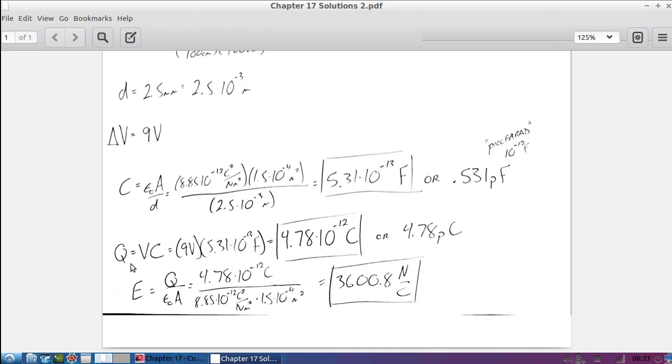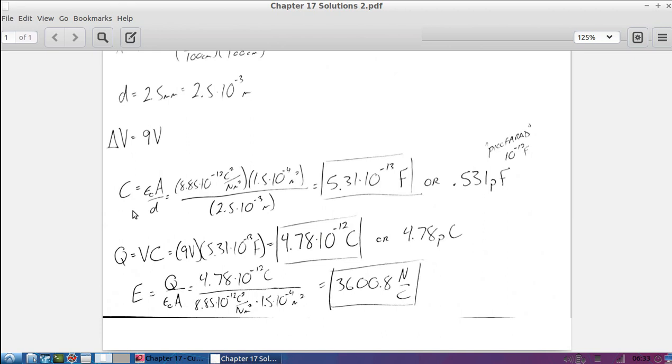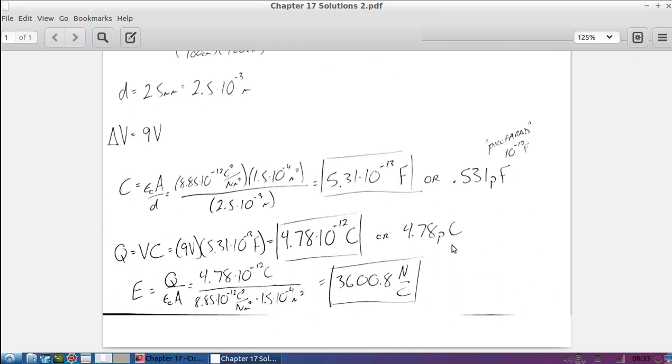The second part was asking for the charge on the capacitor. So I take the capacitance that I found from part A and then multiply it by the voltage applied, and I'll get the charge on the capacitor, and I get 4.78 times 10 to the negative 12 coulombs, or 4.78 picocoulombs.